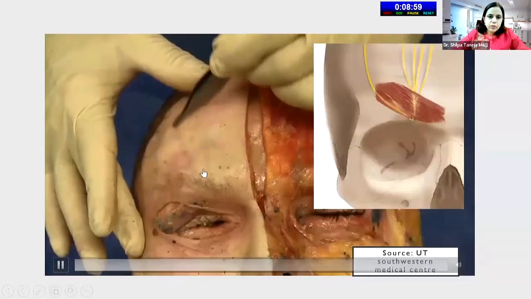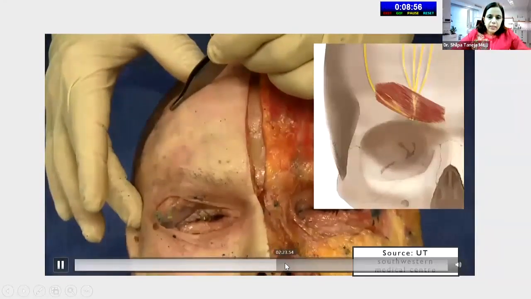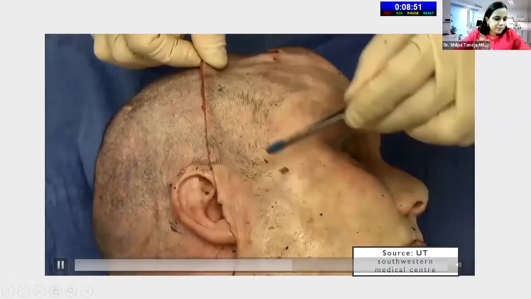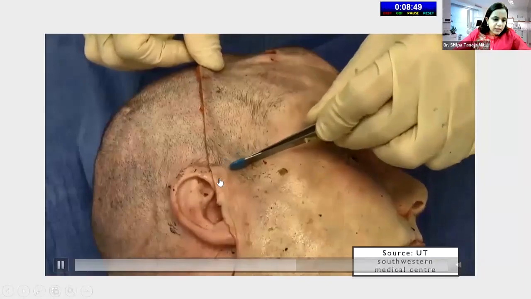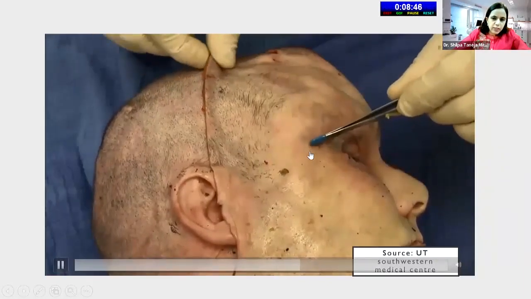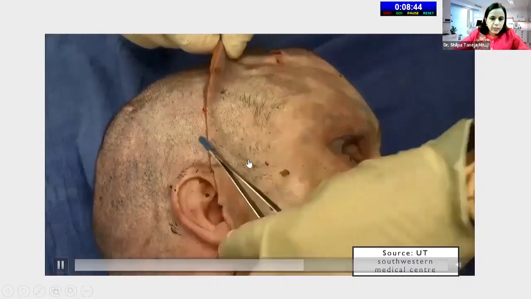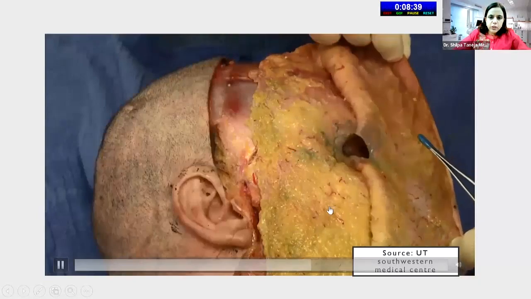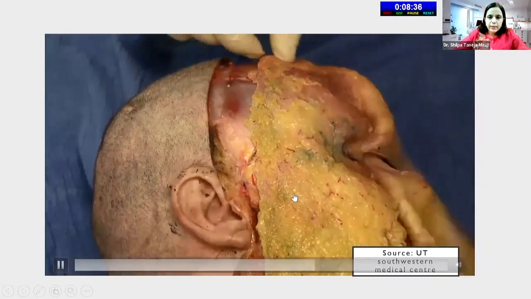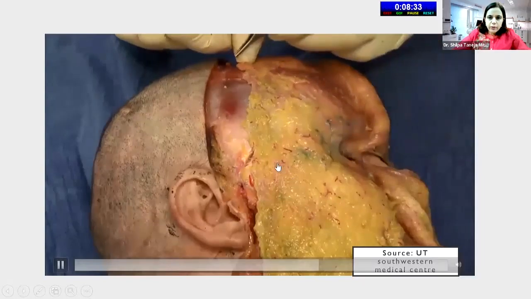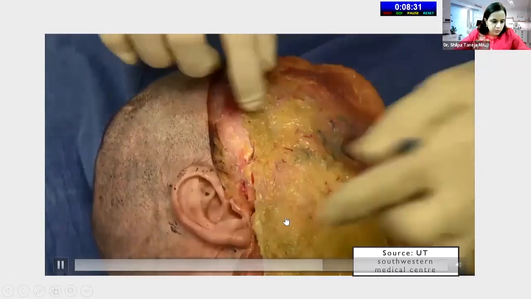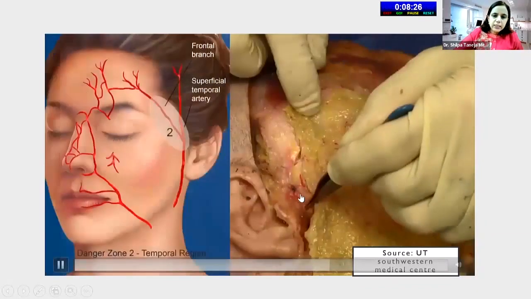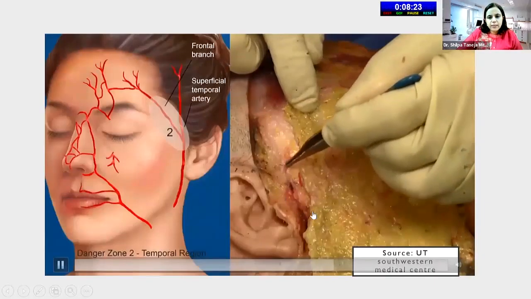The next most important zone in the upper face is the temporal area. As we lift the skin, the temporal area is basically defined from the root of the helix to the lateral canthal area, inferiorly up to the fusion area superficially. When we lift the skin, we see the superficial temporoparietal fascia here, and below it lies the deep temporoparietal fascia. Danger zone 2 lies here, right in front of the root of the helix.